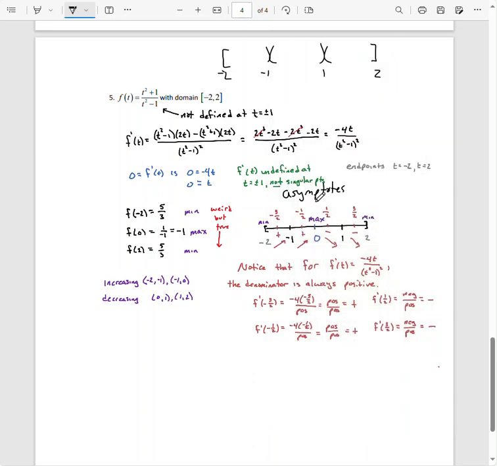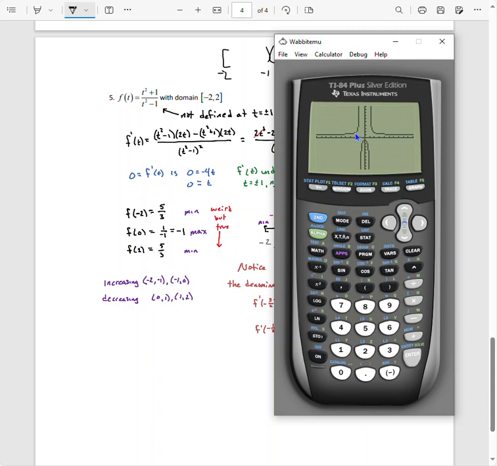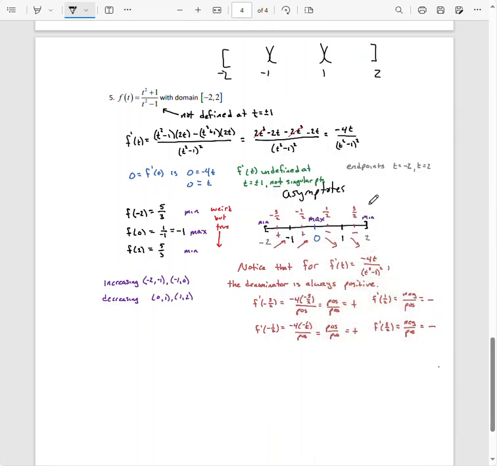Sometimes you could see it with just calculus, right? What is it doing? It's increasing, and then it's increasing, and then it's decreasing, and then it's decreasing. And our calculus told us all that.